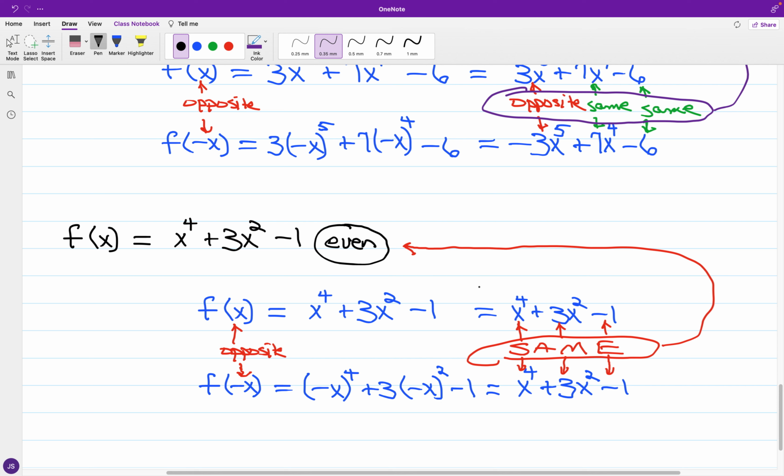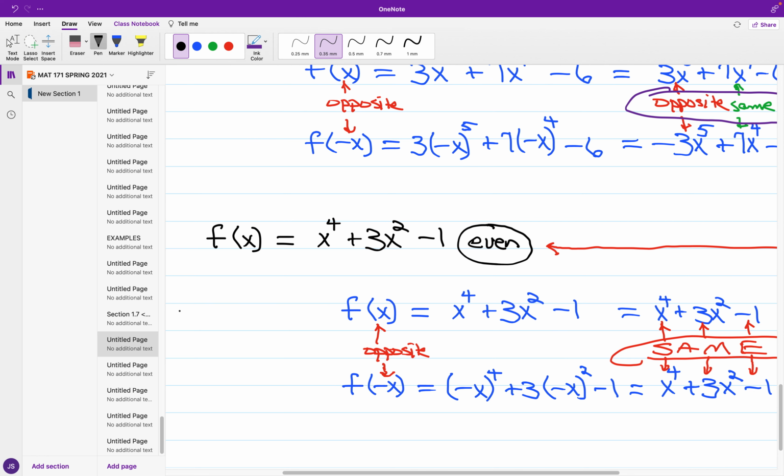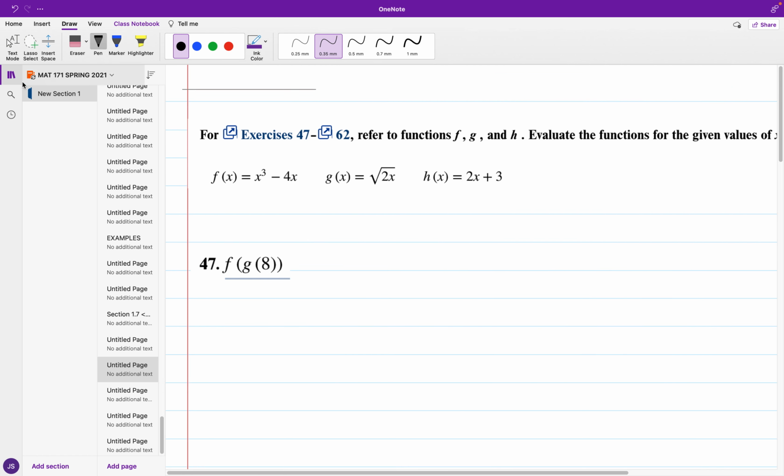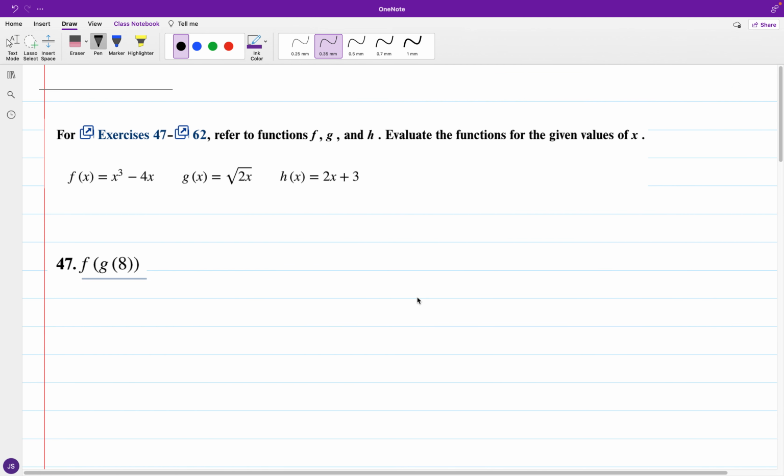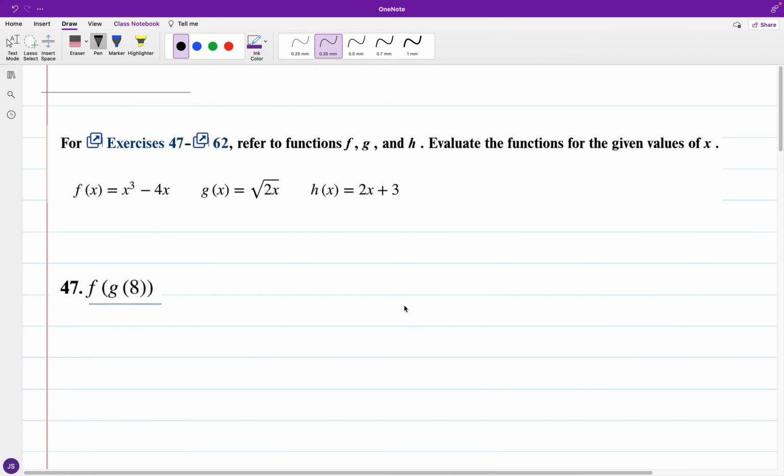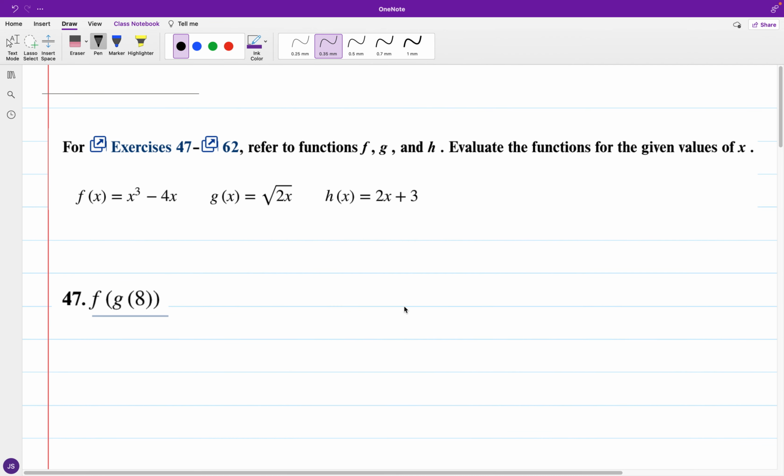All right, so these are just quick cases of what we have with odd functions and even functions, as well as the characteristics that are associated. Now going back to the composition of functions, from section 1.8, say for number 47, in this problem set we have three functions, f of x, g of x, and h of x.